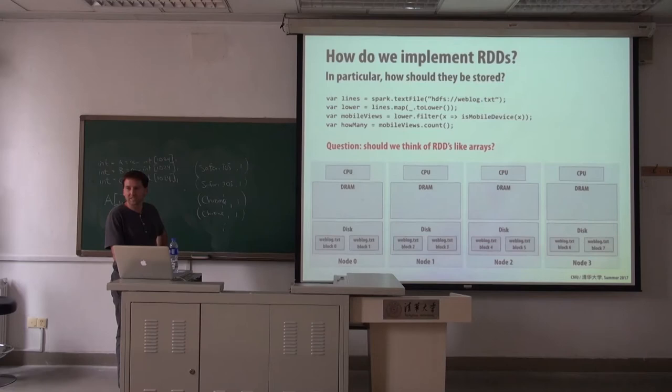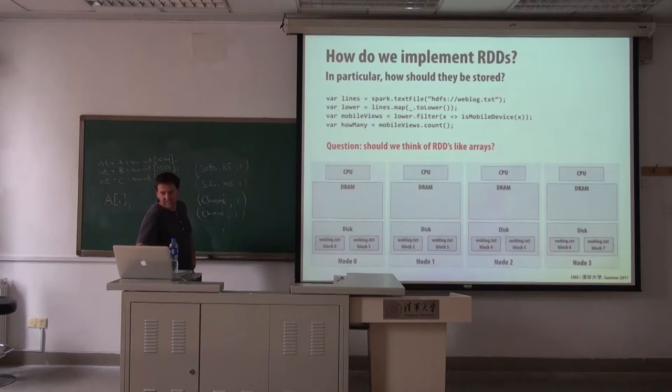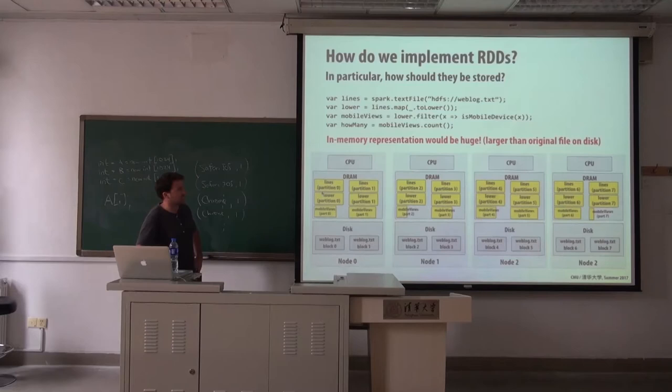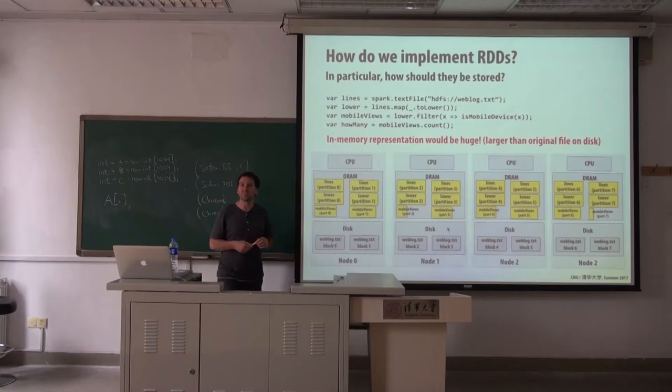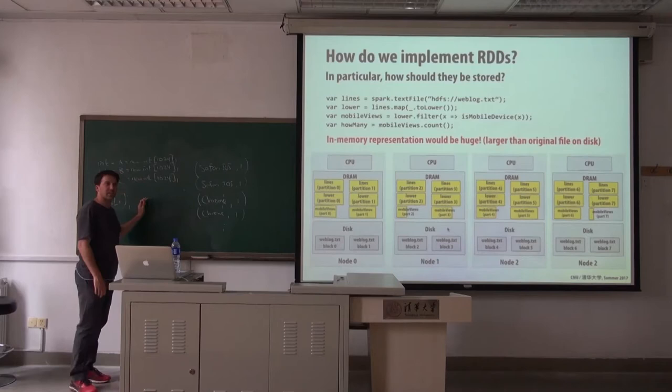So if these were arrays, and I wrote the code kind of like this, well, what would happen is that if my file was eight different blocks, I'd have to allocate in-memory storage for all of the different RDDs. So this is the storage on disk for a piece of the file. Here's just the in-memory version, the RDD, and then here's the allocation for the lowercase version. So if this was a 4 terabyte file, my program would need 1, 2, 3, you would need 12 terabytes of memory to run this program. So if we think about RDDs like arrays, my program needs 12 terabytes of memory.